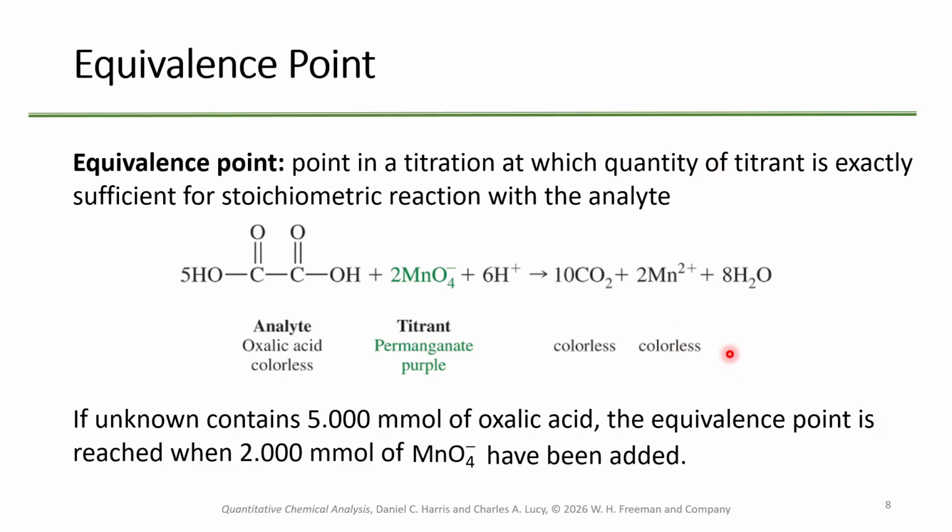Now, let's say the unknown here has 5 millimoles of oxalic acid. The equivalence point is reached when 2 millimoles of potassium permanganate have been added. And that's because this is the formula for this reaction, and so this is going to be a 5 to 2 ratio. That's where that number came from, by the way, that 5 to 2 number.